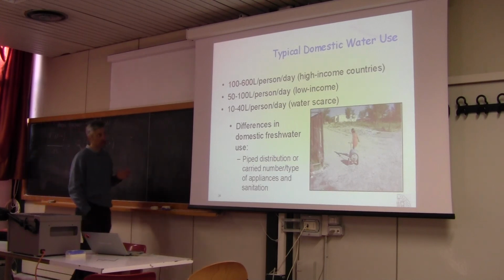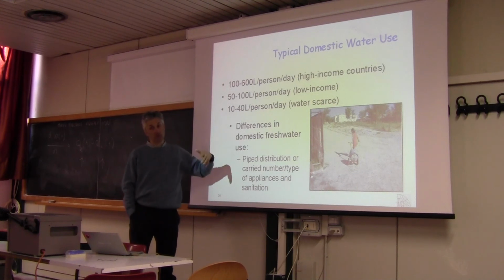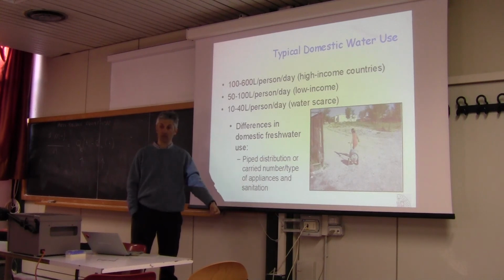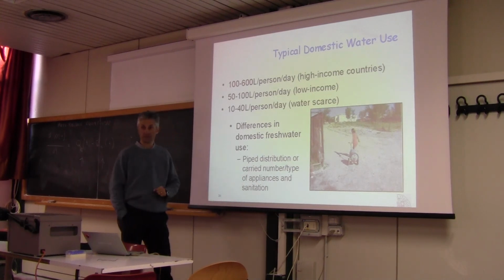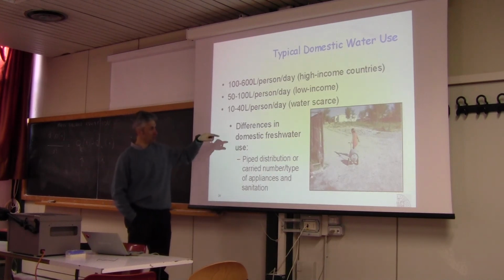So this means that if you need 50 or let's say 100 liters per day for your personal use, the aqueduct must take from the river or from the groundwater twice that to be safe. And this is why here you see that there are differences depending on the type of distribution.